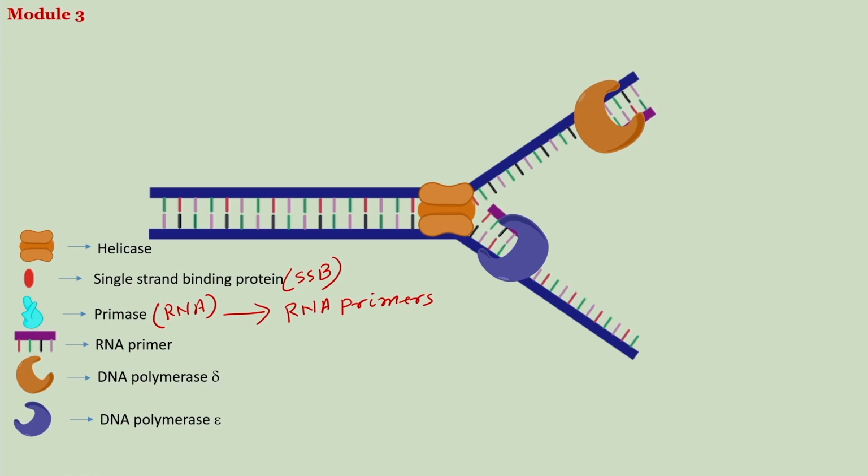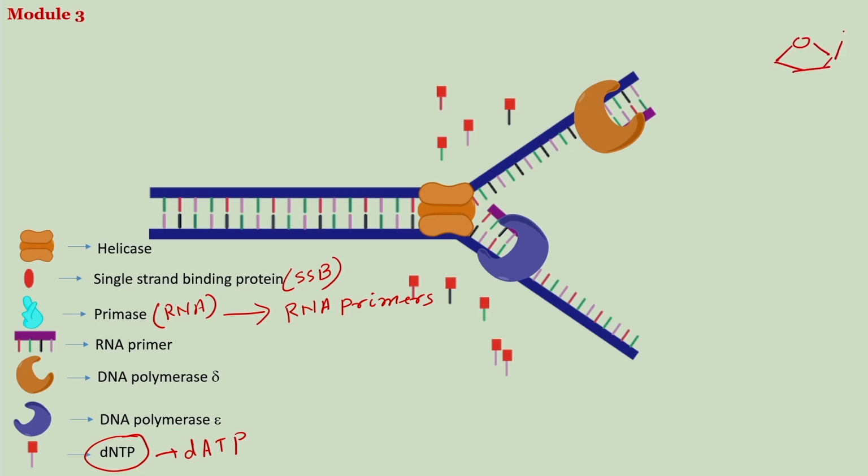And then what do you need for the synthesis of the complementary strand? You need the individual bases or individual nucleotides. These are the individual nucleotides. They are denoted as dNTP. dNTP means, if it is A, dATP, then you call it deoxyribose adenosine triphosphate. So, this is N, meaning the nucleobase; it can be any of A, T, G, C.